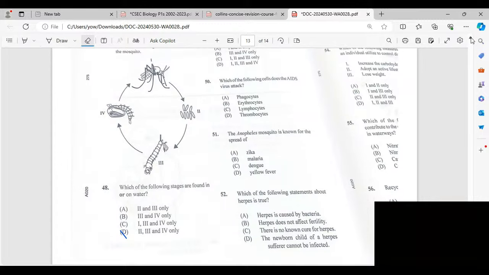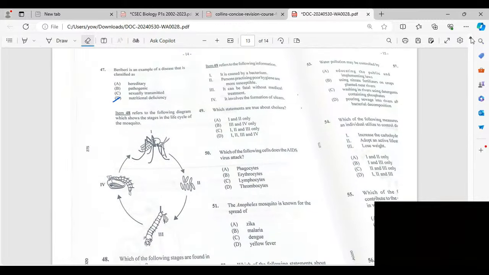Moving right along to 49. It refers to the following information. Which statement is true about cholera? So let's look at what is true. It is caused by a bacteria. Yes. Persons who practice poor hygiene are more susceptible. Yes. It can be fatal without medical treatment. Yes. It involves the formation of ulcers. No. So anything without ulcers, that would be C.